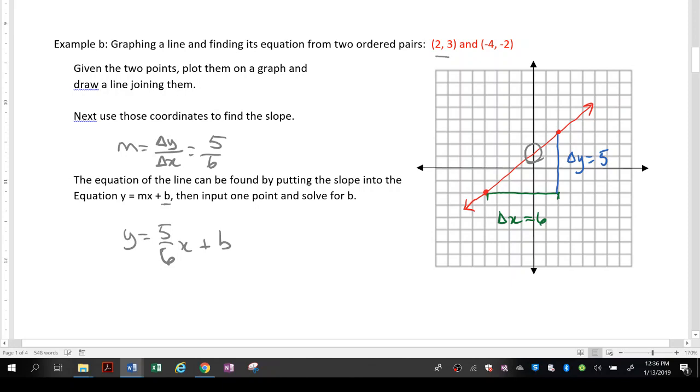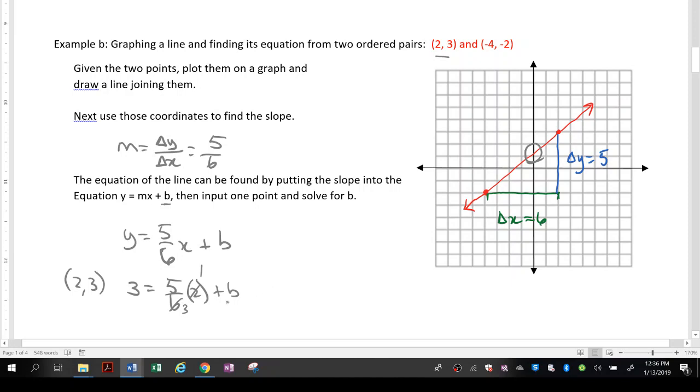So let's choose this first point here. So we're going to take that point, and we're going to plug the point 2, 3 into here. So this gives us 3 is equal to 5 over 6 times 2 plus b. Now let's solve for b. So we can reduce this here. 2 goes into 2 once, and it goes into 6 3 times. So this becomes 5 over 3.